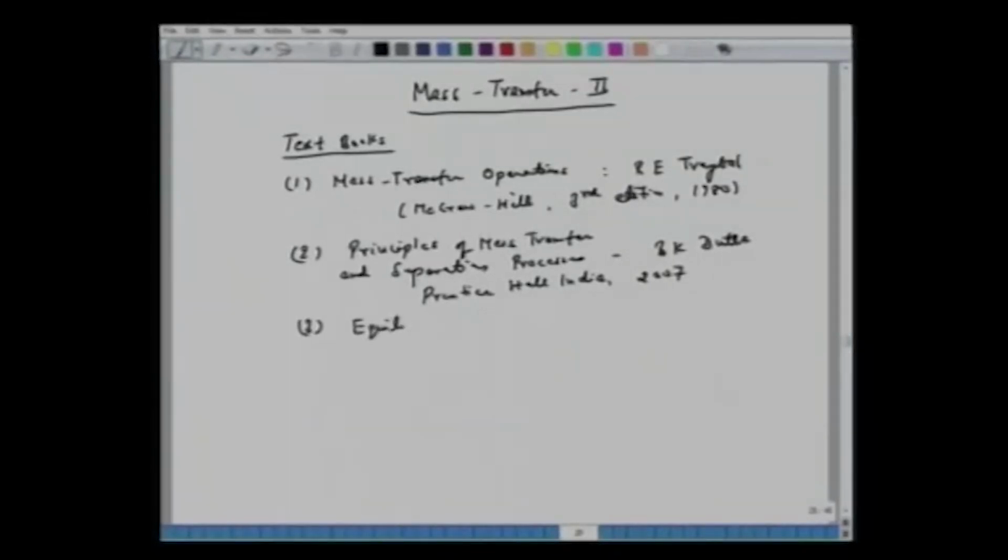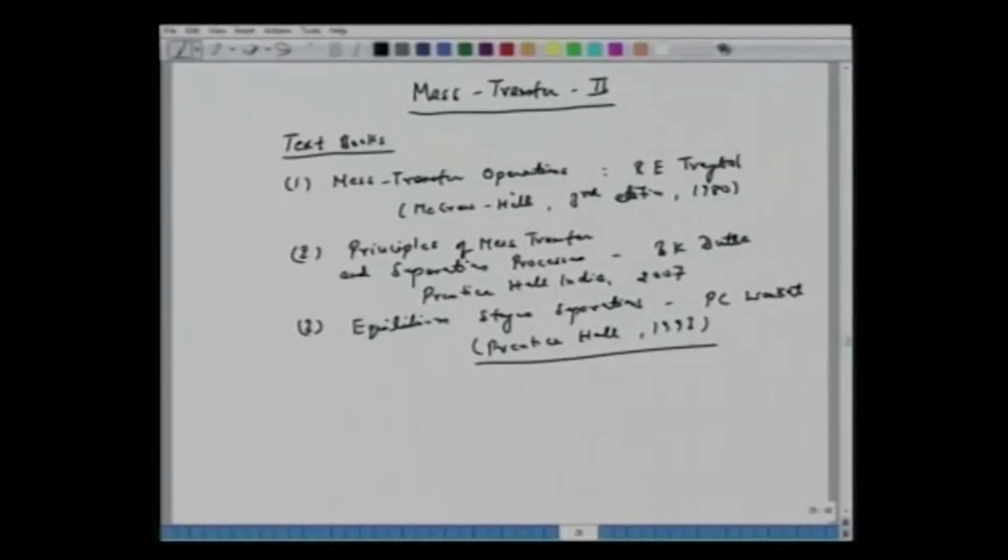Equilibrium Staged Separations, and the author is Philip Wankat. This book is also from Prentice Hall, 1993. So all these three books should be available in your book stall. You can order the books.